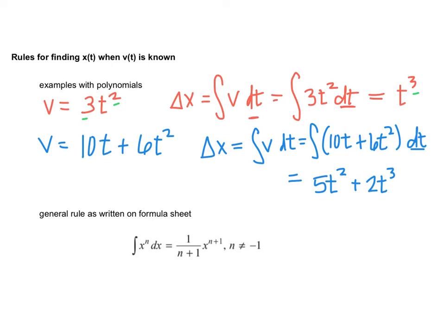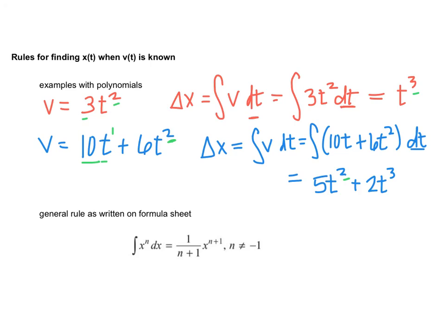This next one, okay, I started with 10t. Remember, that's really 10t to the 1. So my exponent of 1 transformed into an exponent of 2. It increased by 1. And then it's like my 10 was divided by 2, that same number, 2. Then 6t squared: my squared went up by 1. It increased to 3. And then my 6, it's like it was divided by 3. So that's what the rule is.